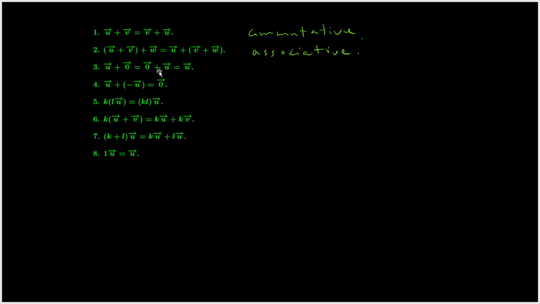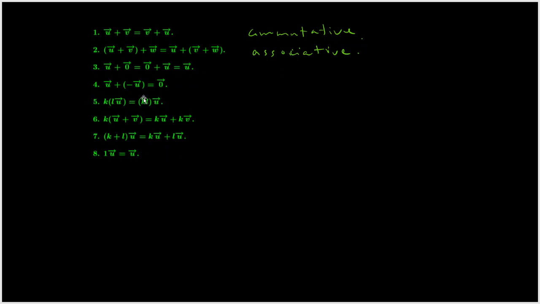The third property says the zero vector is special in terms of addition. It has the property that the zero vector plus any vector is equal to that vector. I do not want to write down the term, but zero is called additive identity. You do not have to write that down.